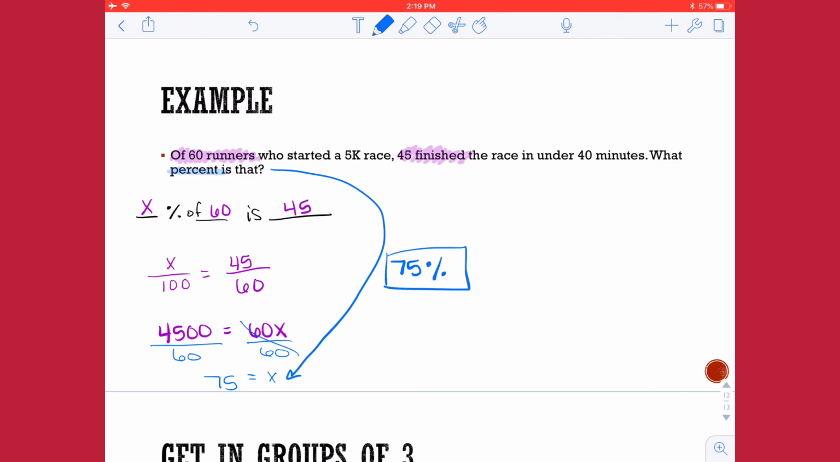So it doesn't matter which blank you don't know. Any of them can be the unknown. It's just looking at the values that you're given in your word problem and figuring out which blank they fit into. That's the key.